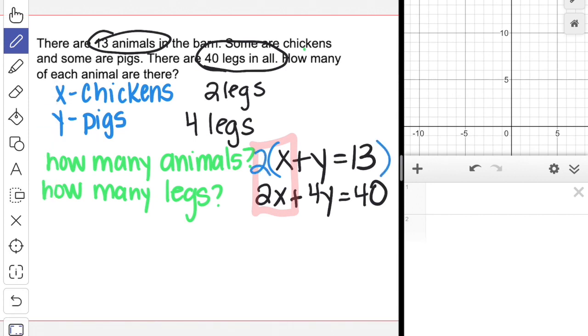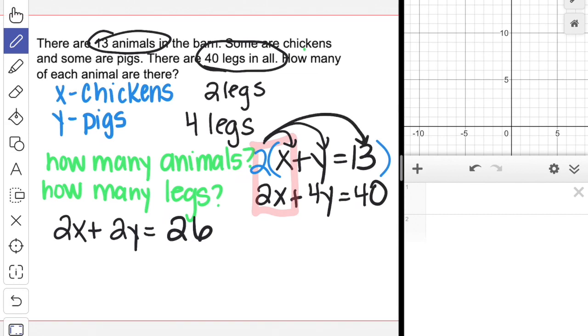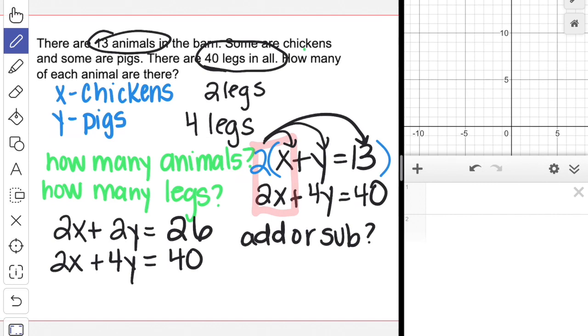When I do that, that's going to give me 2x plus 2y, and that is not going to equal 13. This is going to be 2x plus 2y equals 26. Don't forget to multiply the whole equation like I just did. The second one we didn't mess with, so we're just going to bring that one down. Now you need to decide, do we add or subtract? If we're eliminating the two x's, the only way to eliminate is to subtract. So we're going to do subtraction here.